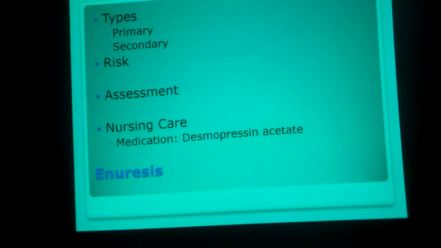Nursing care is support and education. Limit fluid intake after dinner. Maybe wake the child up during the night to void. Medication that can be given is desmopressin acetate. These children, you do not want to punish them for wetting the bed. Your ATI book does recommend having them change the bed sheets after they've wet the bed, but not actual disciplinary action for doing it.